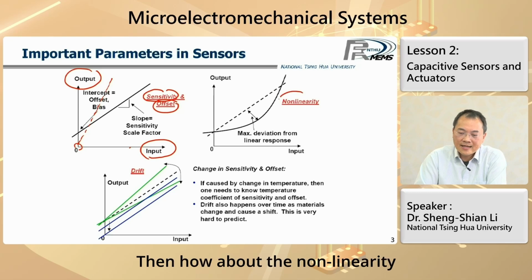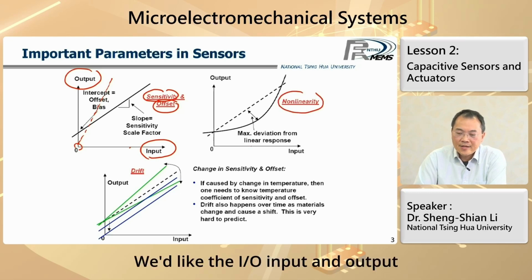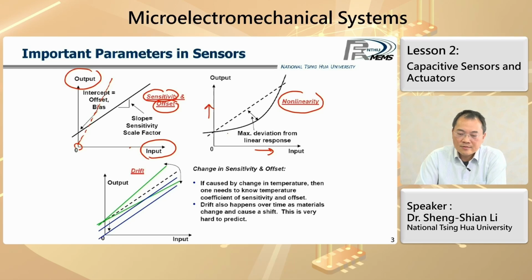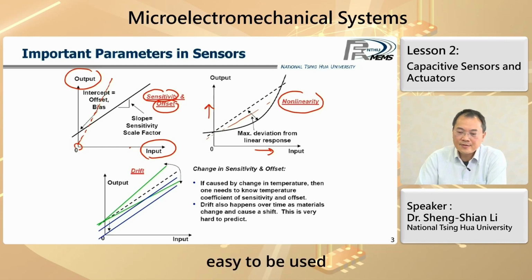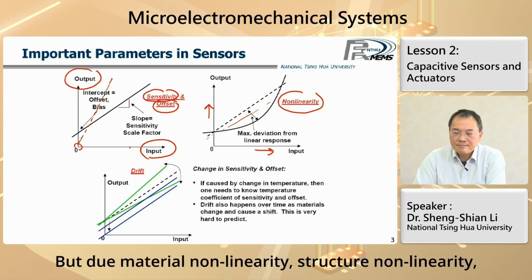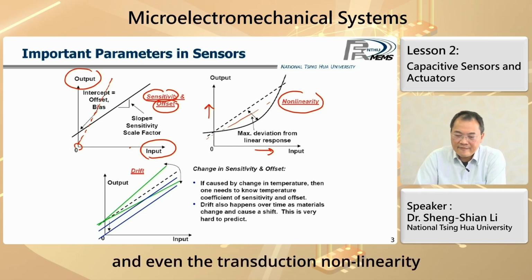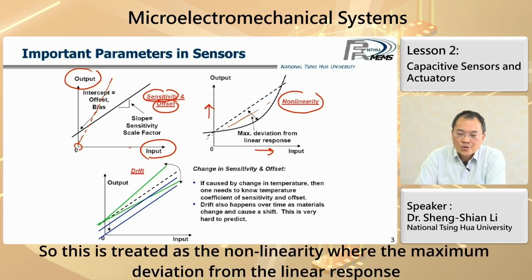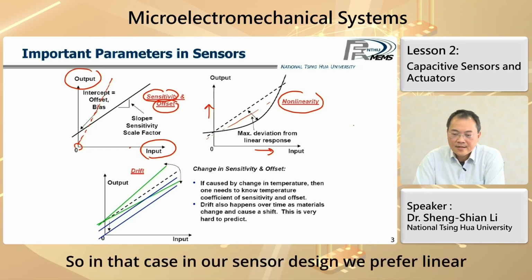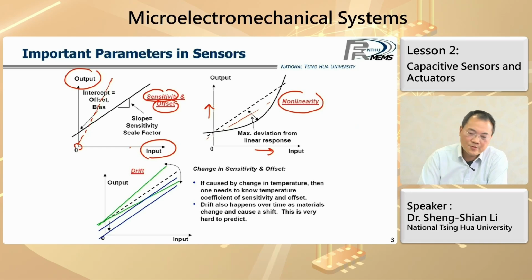Then how about the linearity? Ideally, we like the input and output to produce a linear behavior. That would be easy to design, easy to predict, easy to use. But due to material nonlinearities, structure nonlinearities, geometry nonlinearities, and even transduction nonlinearities, it will behave like this. So this is treated as the nonlinearity, where the maximum deviation from the linear response is defined right here. So in our sensor design, we prefer to make it as linear as possible.